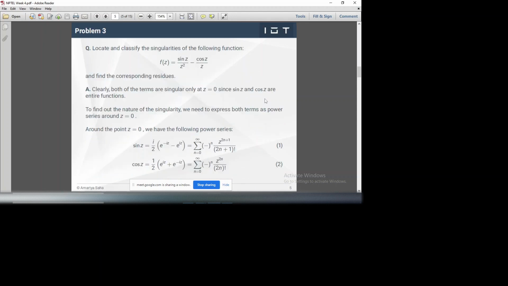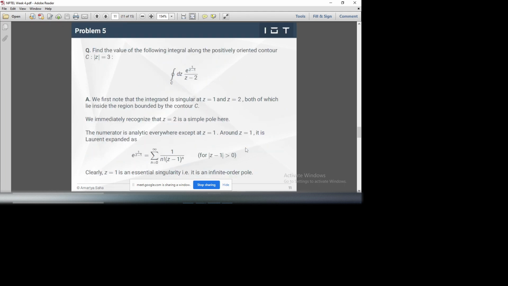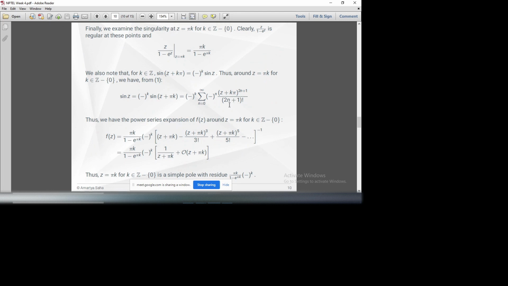So let us have a look. This was the series expansion, but here we have to replace z by z plus pi k. With this power series at our disposal, we now find the power series expansion of f(z) around this point z equal to pi k. We just substitute this value for the z by 1 minus e to the power z factor, and then substitute this series.